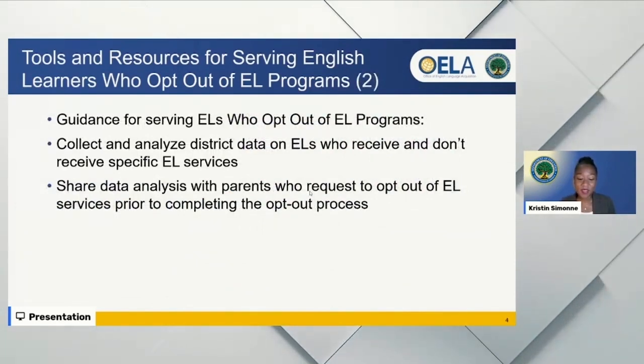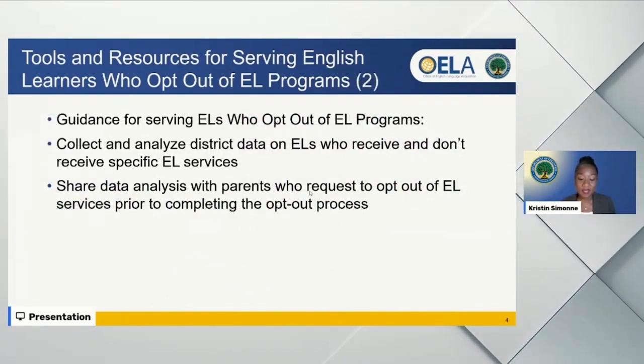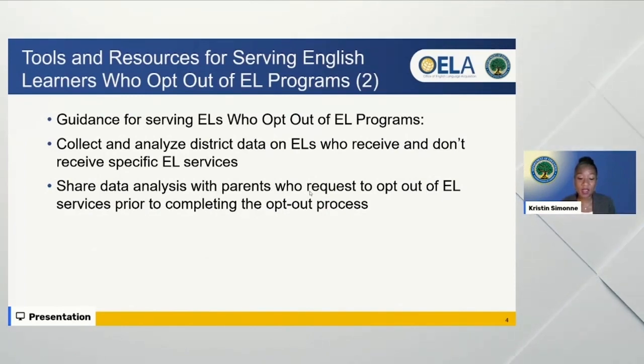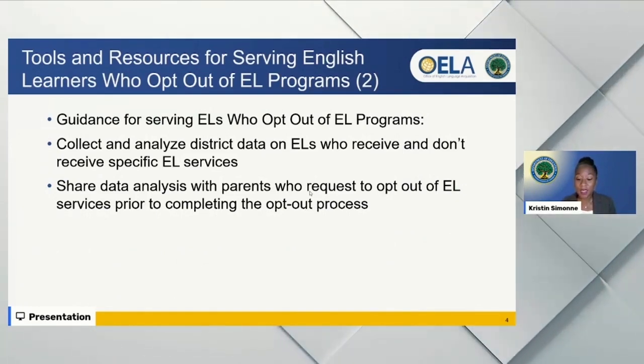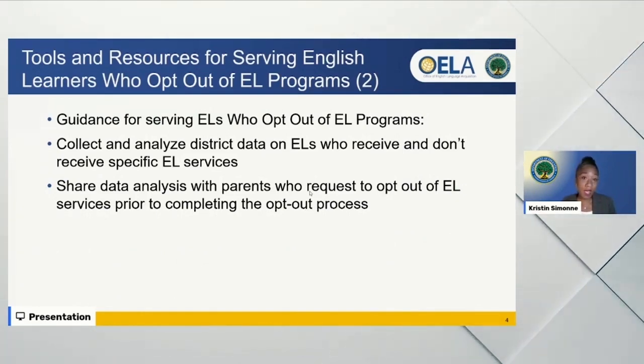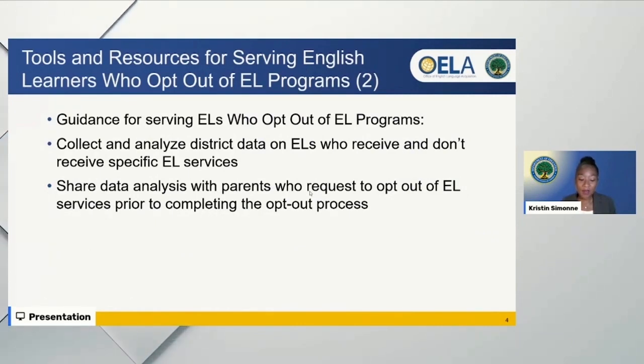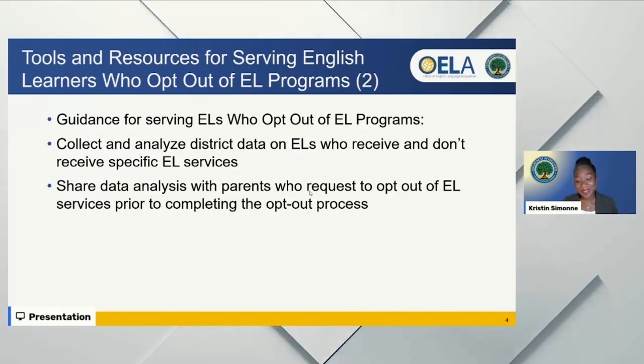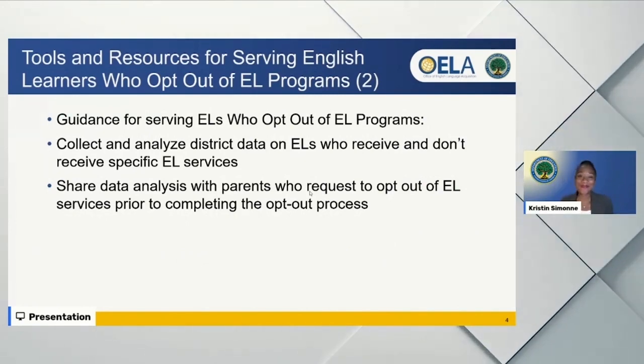Chapter 7 of the English Learner Toolkit provides users with the guidance to collect and analyze district data on English learners who receive and don't receive specific English learner services and share with parents who decline English learner services prior to completing the opt-out process. This slide features some of the main points from Chapter 7. In the toolkit, additional guidance and information on serving English learners who opt out of English learner programs are provided. We're now going to turn to our panel to discuss this topic further.